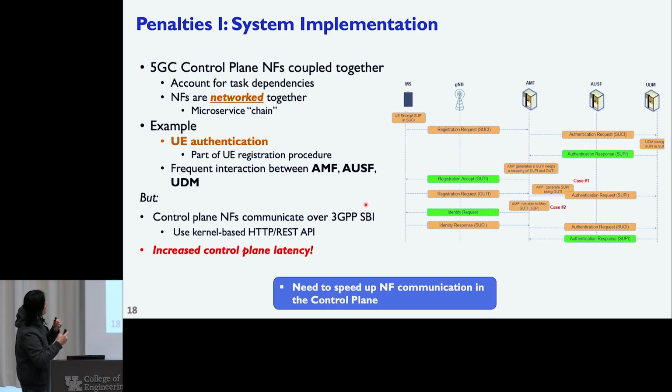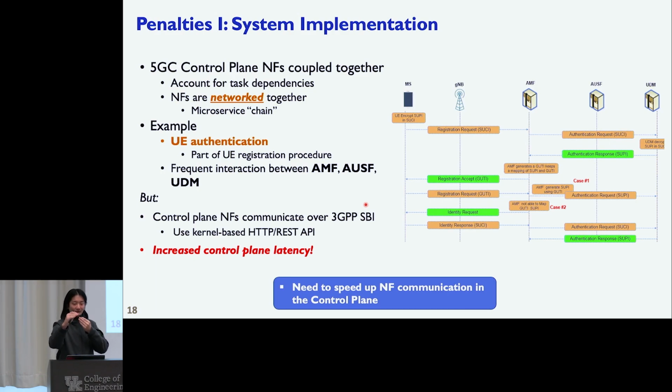So first, why can the system implementations of our cellular core network give us the penalties which we don't want to have? If you look at our control plane network functions, they are actually loosely coupled with each other as microservices. Especially, these different microservices or network functions need to work together collaboratively to complete a certain control plane task. And they depend on the networking, using the 3GPP-defined SBI to send messages to each other.